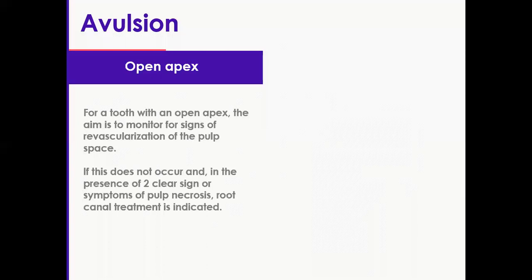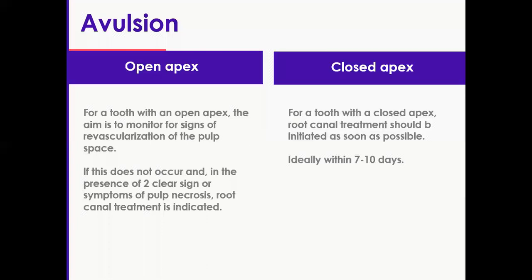So in open apices, if the tooth is to be replanted as soon as possible, you do not consider root canal treatment. Okay. But the first thing you have to do is to replant and splint, obviously. In closed apices, do root canal as soon as possible, and ideally within 7 to 10 days after replantation. So before the splint comes off, you need to do that.